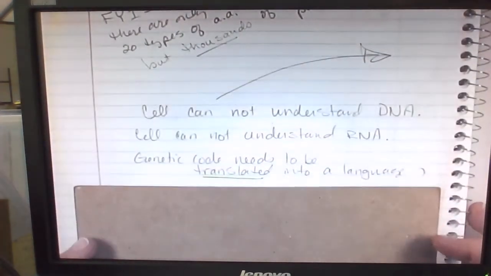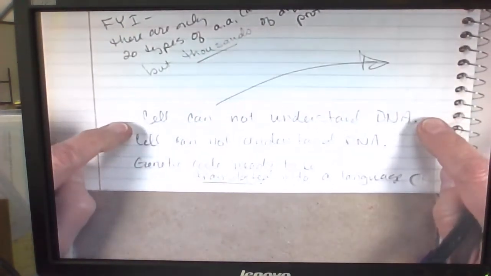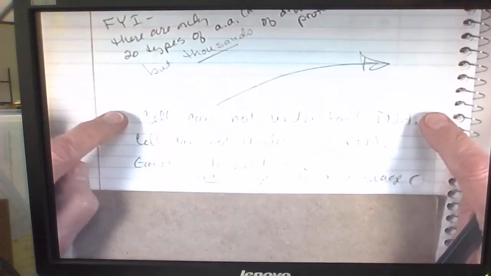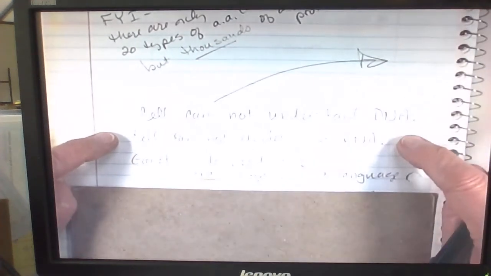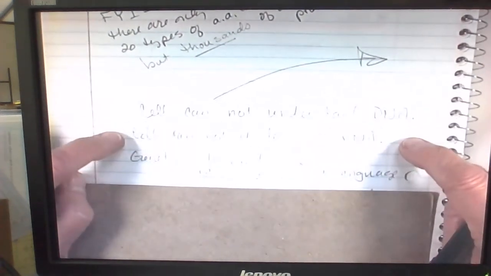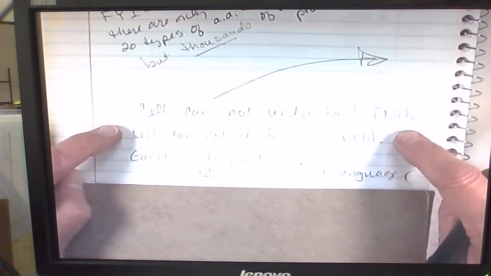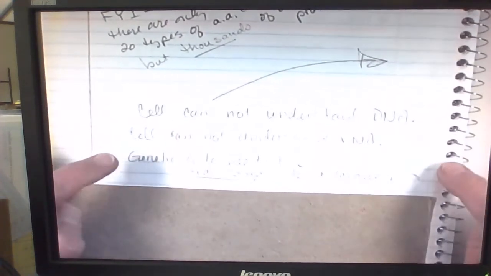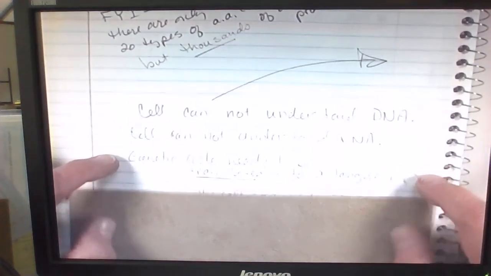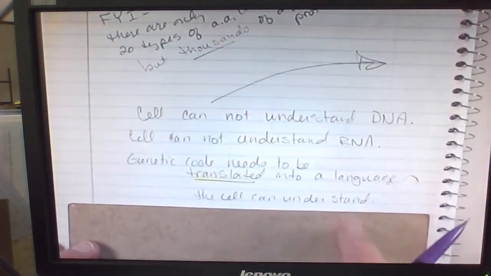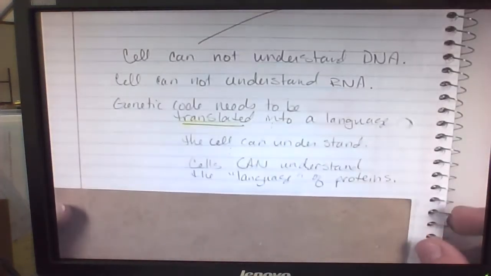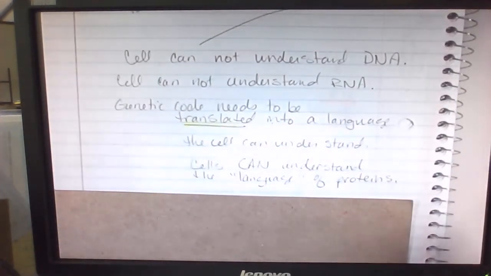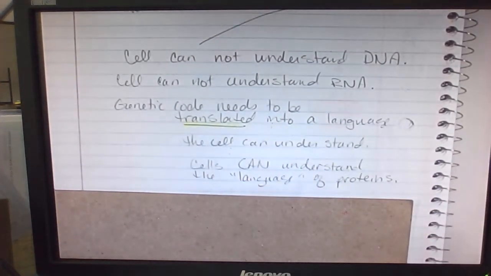The cell cannot understand DNA. So DNA is not a language that the cell understands and can follow the directions. DNA is changed into messenger RNA. The cell cannot understand that language either. The genetic code needs to be translated into the language that the cell can understand. That is a protein. The cell can understand the language of proteins.